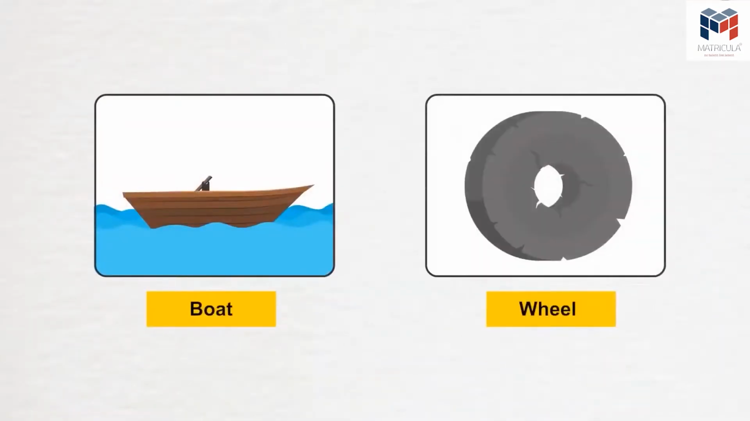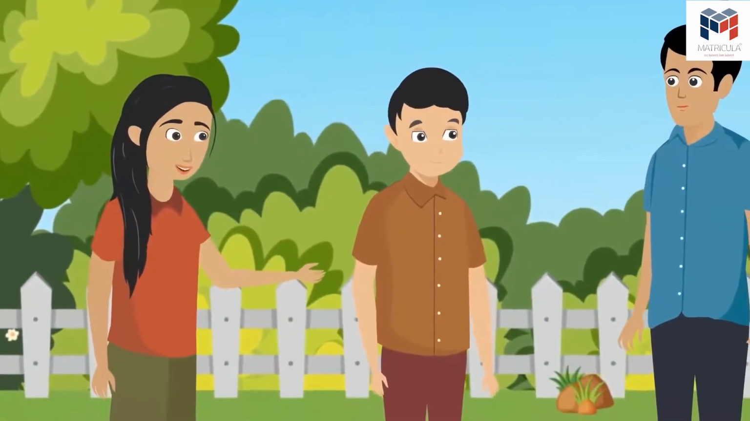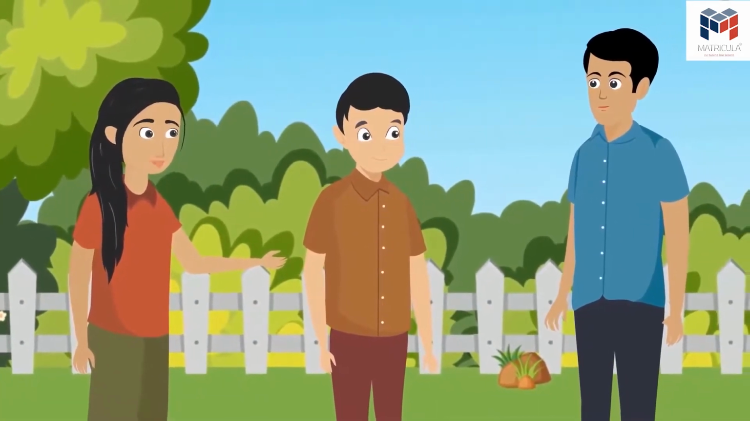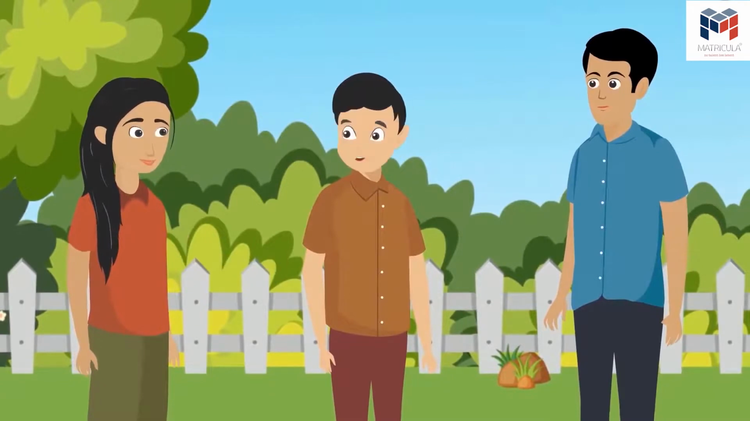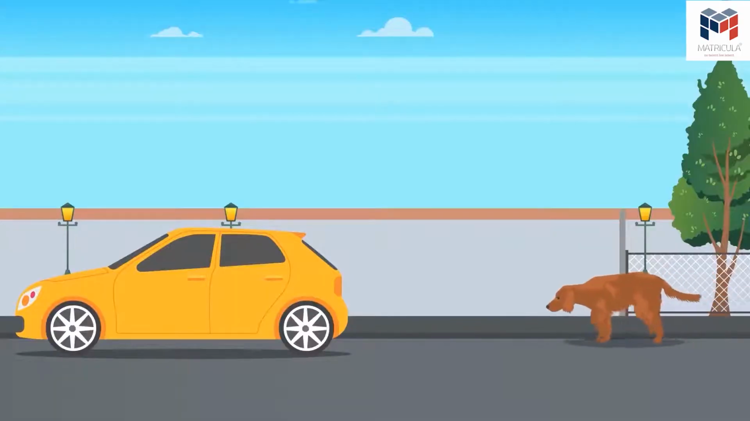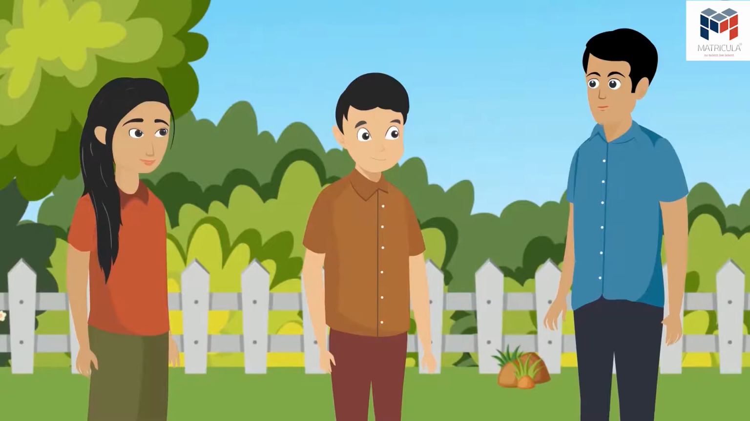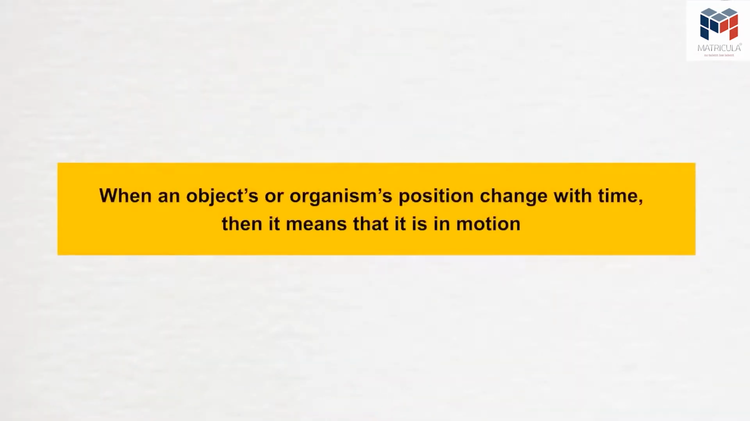After the inventions of the wheel and boat, vehicles developed gradually, and now even aeroplanes are being manufactured. But I don't understand what the relation of these facts is with our chapter. There's a connection. Okay, Sonia, how can you tell if an object is in motion? I don't know. Okay, look at the dog. Earlier it was near that wall and now it is beside the car. So what? When an object's or organism's position changes with time, it means that it is in motion.